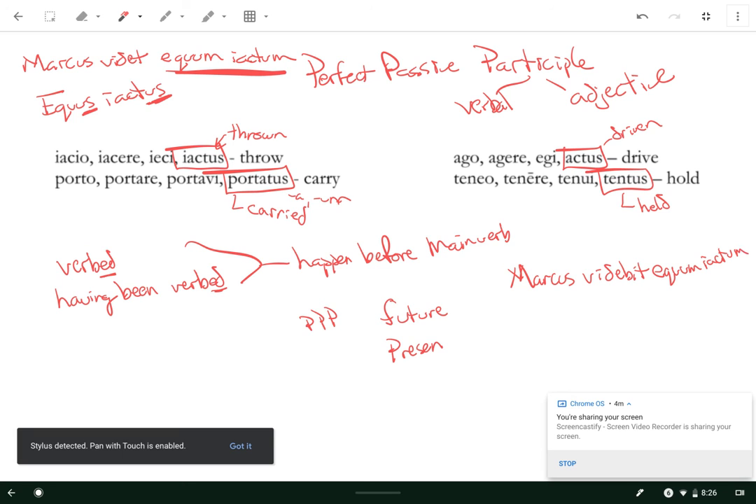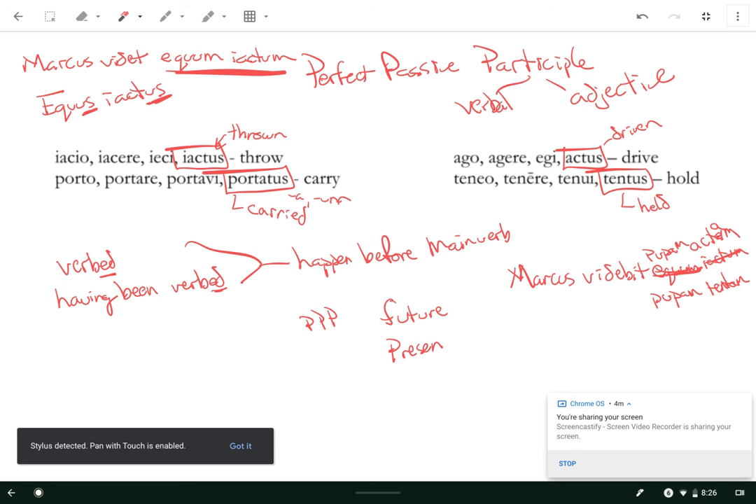We could also say the driven horse. We can change that and just put actum, and we can make it feminine. Instead of horse, we can say the doll. I don't know, pupam, right? And then this has to change to actam because it's feminine. So if we want to say Marcus will see the held doll, then we just change it to tentam.